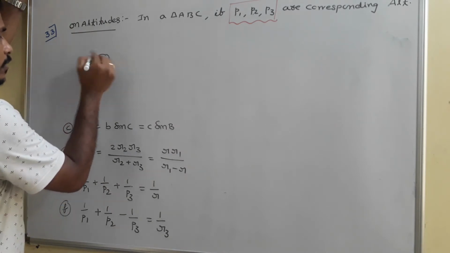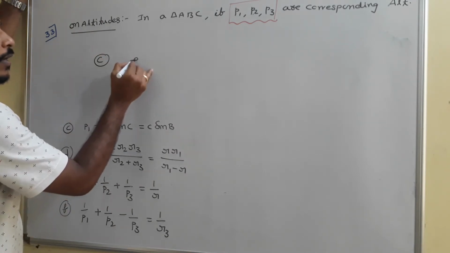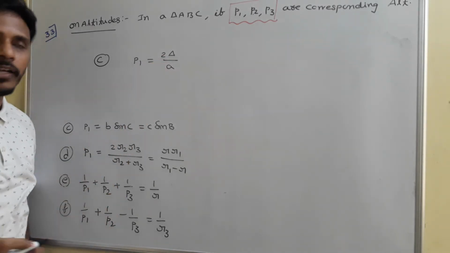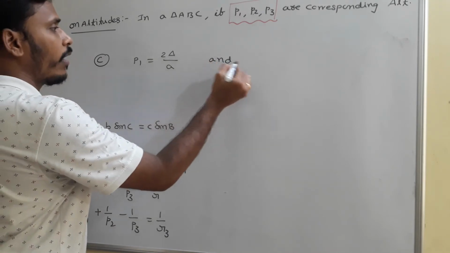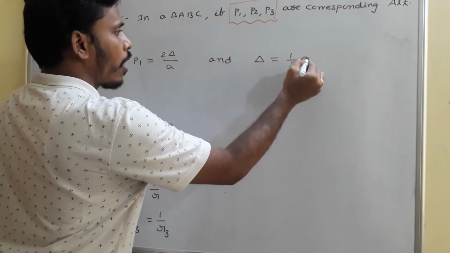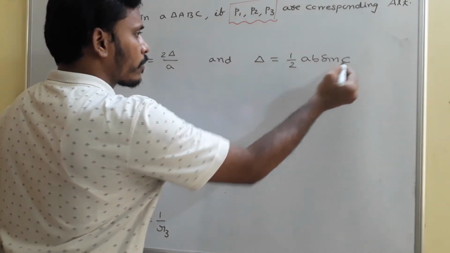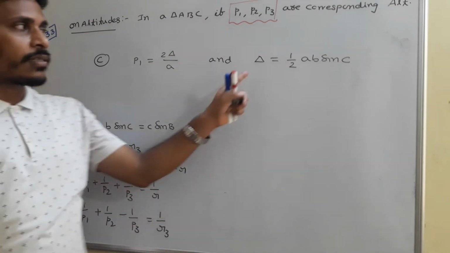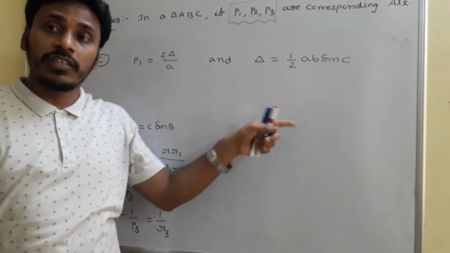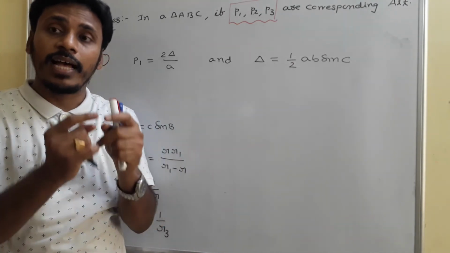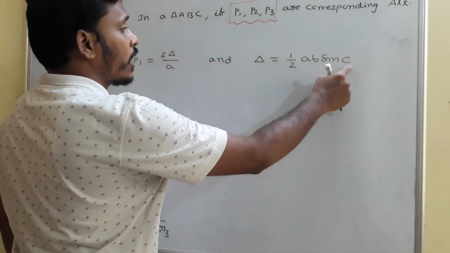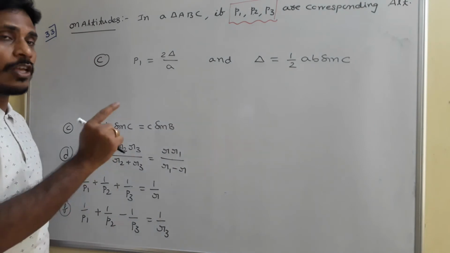So as we discussed, P1 is equals to 2 delta by A. We have it. P1 is equals to 2 delta by A. And in another way, this delta, area of triangle, is found by using this particular formula. Half AB sin C. Already we mentioned it. Delta is half AB sin C, or otherwise half BC sin A, half CA sin B. Any two sides and the sine of the included angle between those two. Here the two sides are A and B and the included angle is C. So delta is equal to half AB sin C is a known formula.